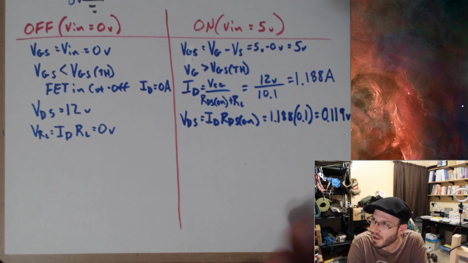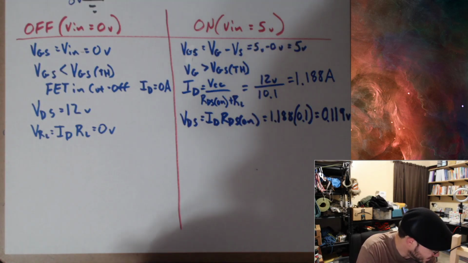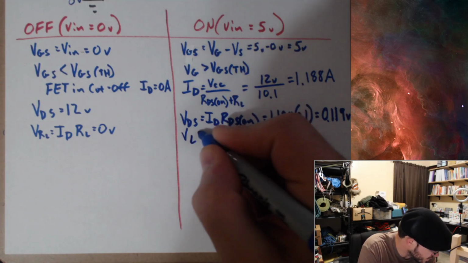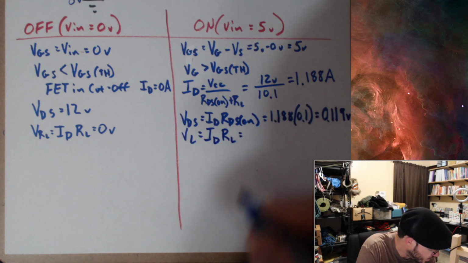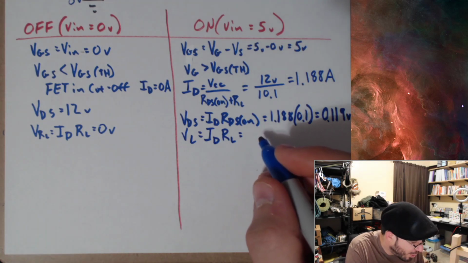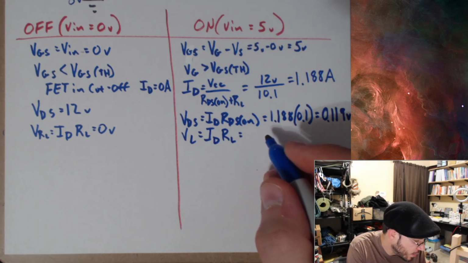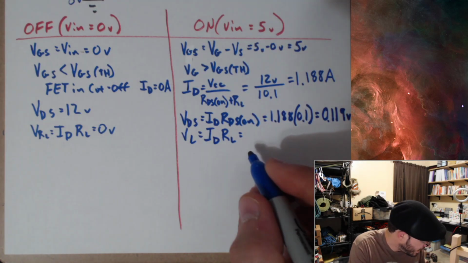Okay, so let's go ahead and finish calculating all this stuff. That's VDS. Let's figure out the voltage across the load, which equals ID times RL. Okay, just Ohm's law there. I'm just going to give you what that value is. It's 1.188 times 0.1. So you're going to get, no, sorry, I'm way off.